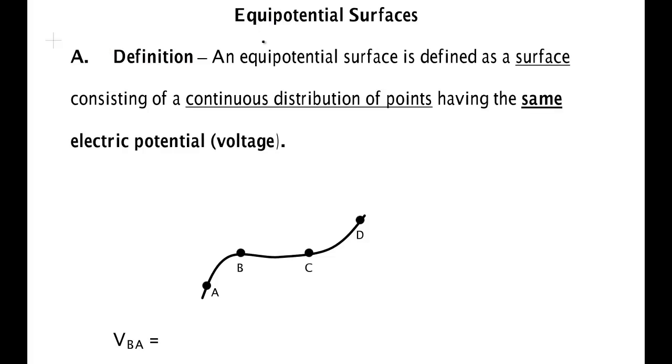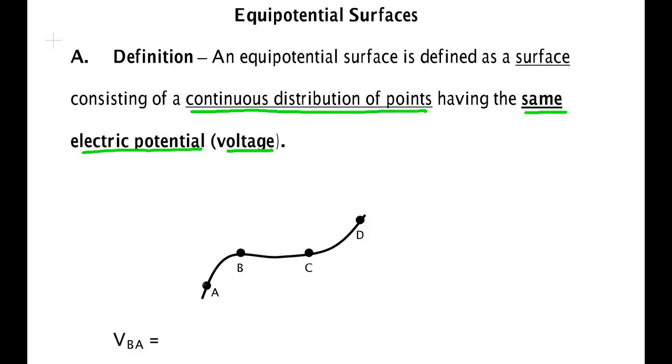In this video, we'll talk about equipotential surfaces. An equipotential surface is defined as a surface consisting of a continuous distribution of points having the same electrical potential. Or put another way, they're at the same voltage. So I've drawn a surface that I'm saying is equipotential.